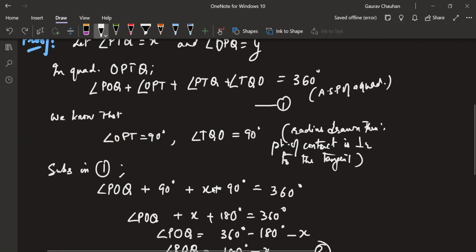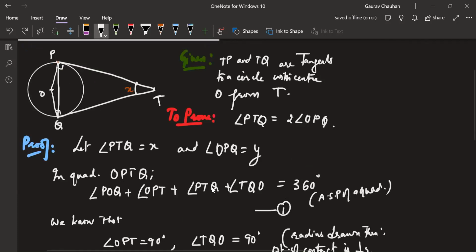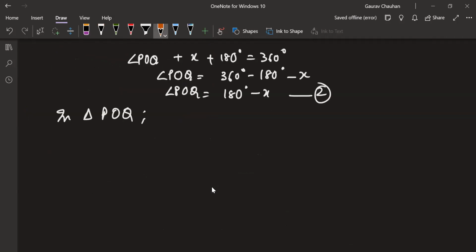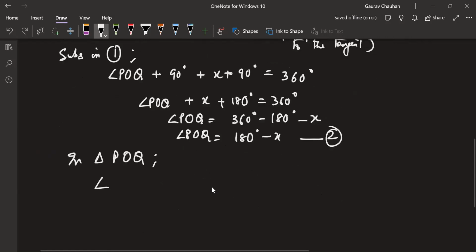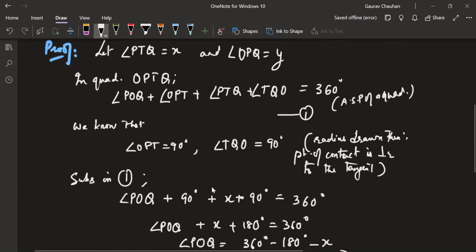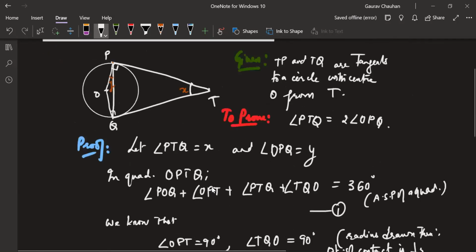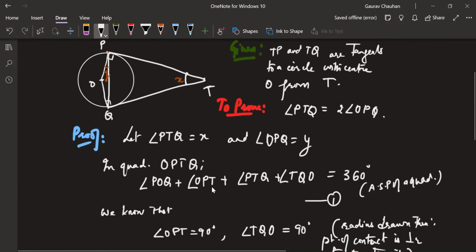Now I've already marked this one as y, no? So I've already mentioned this one is y. But anyhow, we'll write the full thing. First, in triangle POQ, angle OPQ will be equal to angle OQP. What's the reason? OP is equal to OQ, therefore it's an isosceles triangle.